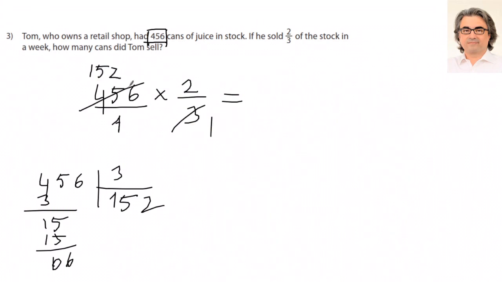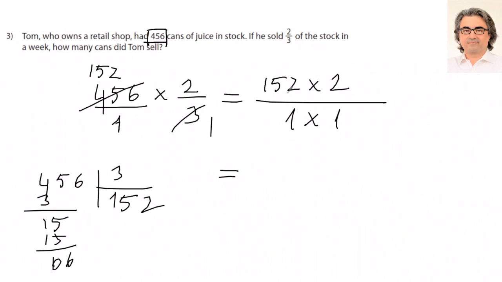So finally I should multiply 152 with 2 on the numerator and 1 and 1 on the denominator. If you multiply 152 with 2, 2 times 2 is 4. 2 times 5 is 10. I have only 1 in my hand. 2 times 1 is 2. And if you add 1, 304. You will reach 304 over 1. There is no change. 304 is the result. Tom sold 304 cans of cheese.